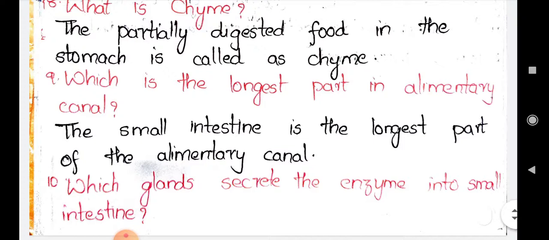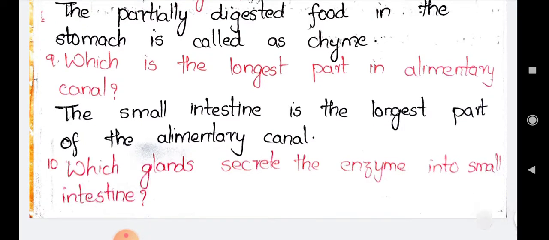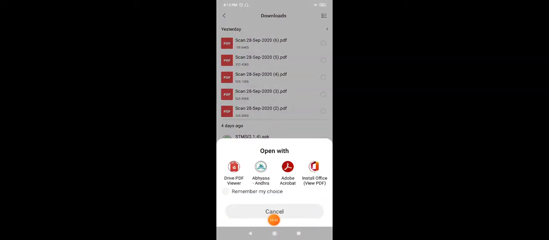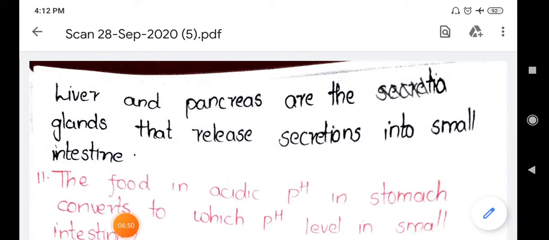Which glands secrete enzymes into the small intestine? Yeah, this is the answer. Liver and pancreas are the glands that release secretions into the small intestine.